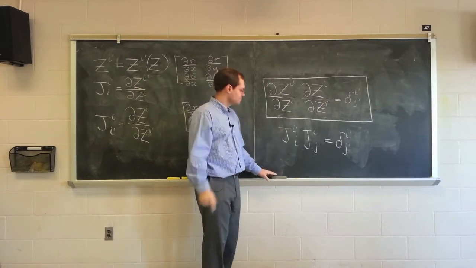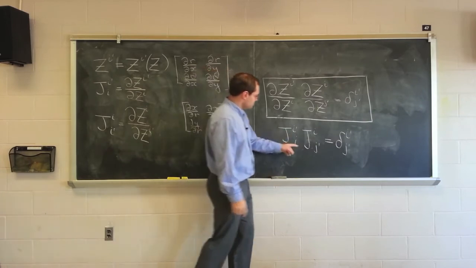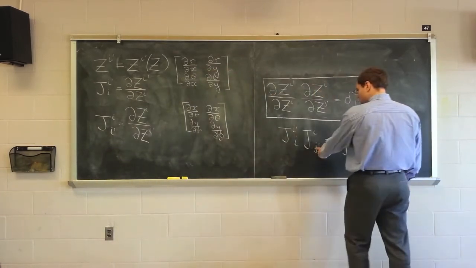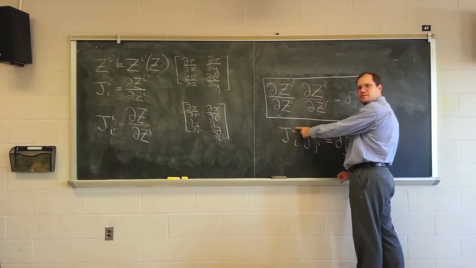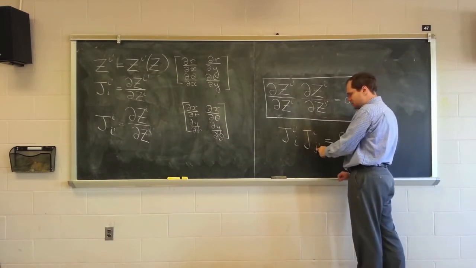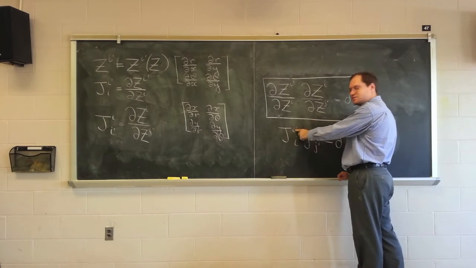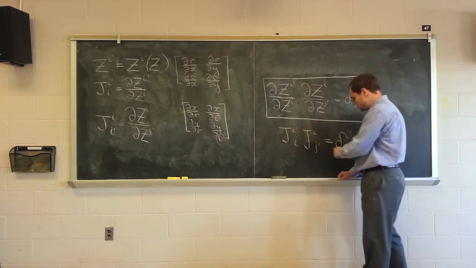Question? If that was an I prime instead of J prime in the lower index, would that imply... No, because this I prime would have kicked in Einstein's notation with this I prime. Right, okay. You could do it.